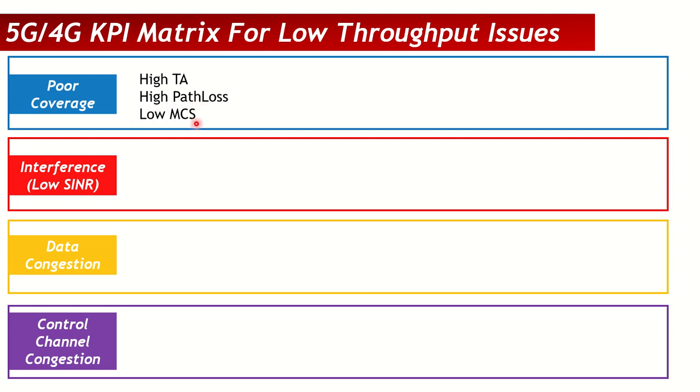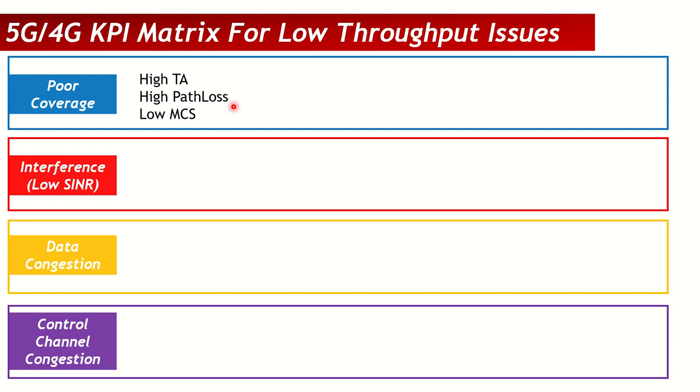If you have high TA and high path loss, then it means the users are at the cell edge, and correspondingly you will also have lower MCS. What is MCS? That is modulation and coding scheme, something like 16 QAM, QPSK. If you have a high tendency of QPSK with higher TA and higher path loss, that would indicate a coverage issue. So your throughput is impacted because of users that are in poor coverage.